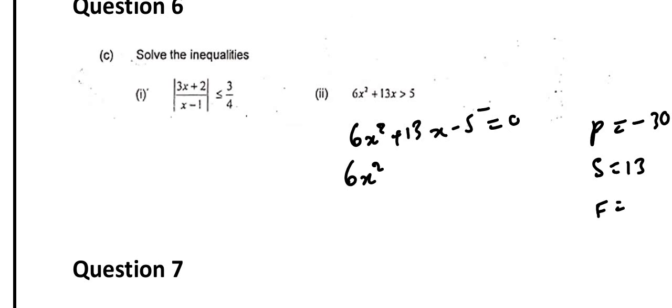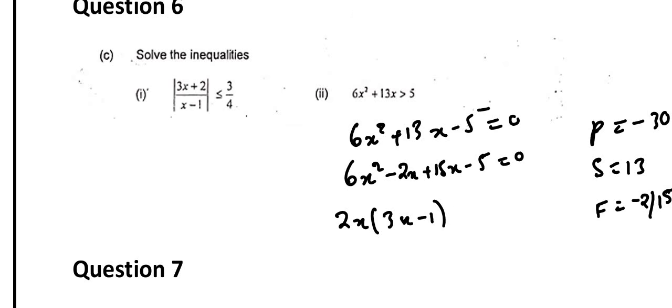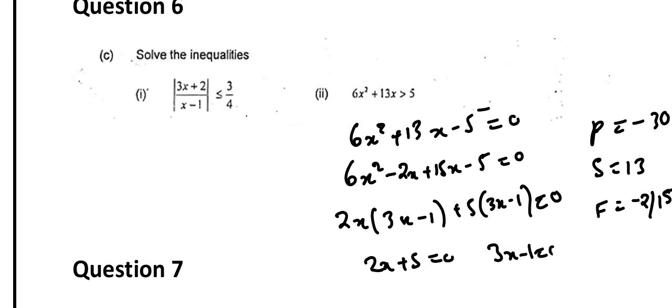So this will just be negative 2 and 15. Yeah, so we can have negative 2x, then plus 15x, then minus 5 is equal to 0. That's going to be 2x plus 5 and 3x minus 1. So when you solve this, it's going to give you 2x plus 5 is equal to 0, and 3x minus 1 is equal to 0, giving you x is equal to 1 over 3, and x is equal to negative 5 over 2.